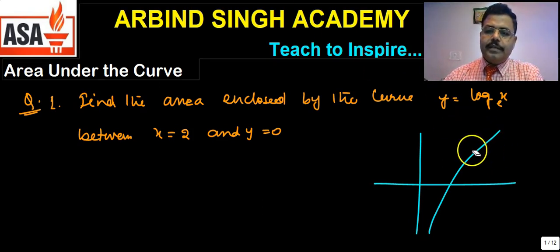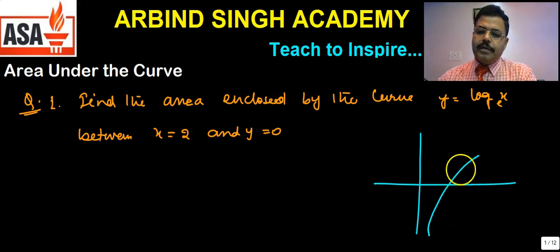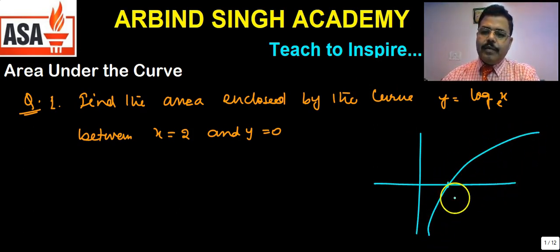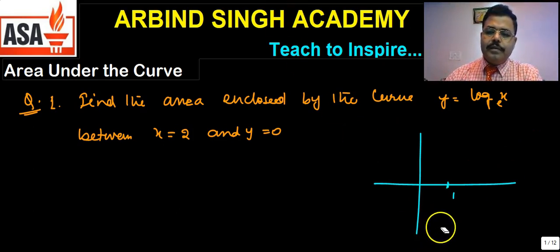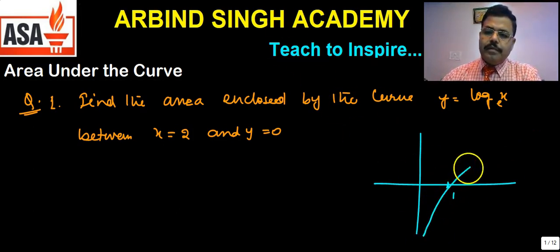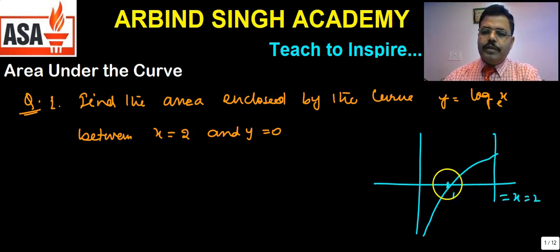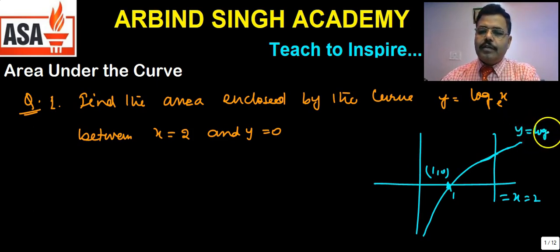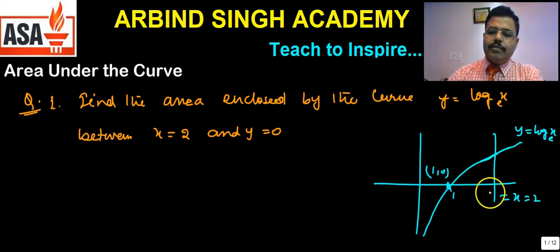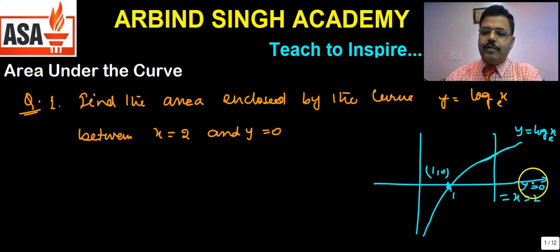Graph of log is like this. So the curve is like this, and this is 1 and 0. This is 2, x is equal to 2, because x is equal to 1 and 0, then this is 2. Right, this is y is equal to log x, and this line is x is equal to 2, and this line is y is equal to 0, the x-axis. So you have to draw the graph. This will meet at infinity.